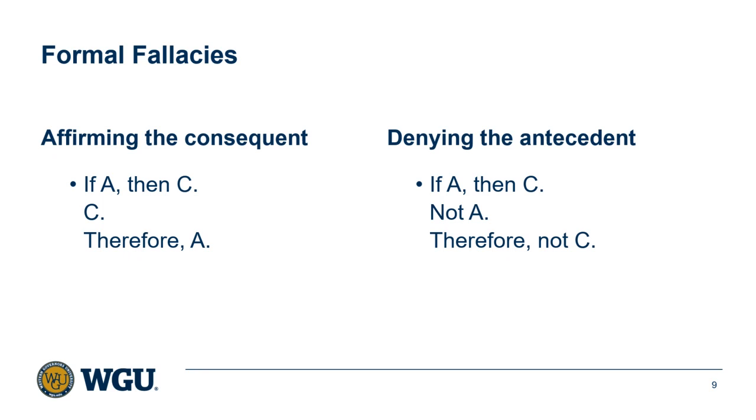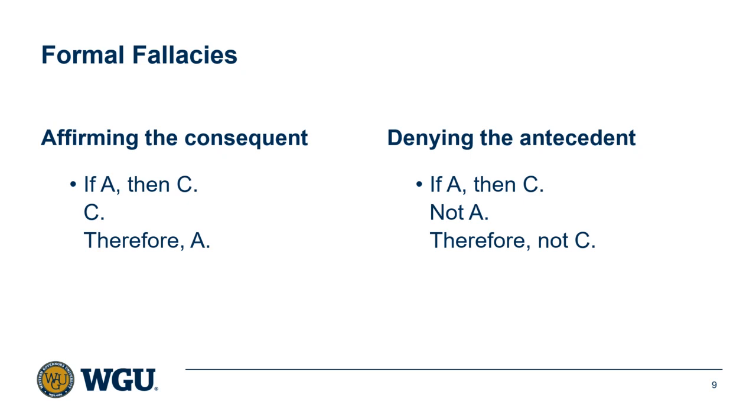For example, in the claim, if I live in Salt Lake City, then I live in Utah, my living in Salt Lake City is the antecedent, and my living in Utah is the consequent. But if in the second premise I affirm, or say yes to, the consequent, I live in Utah, this does not guarantee that the antecedent is true, that I live in Salt Lake City, because there are lots of other places I might live in Utah that are outside of Salt Lake City. Hence, affirming the consequent is an invalid deductive argument.